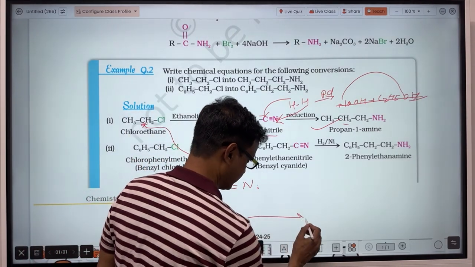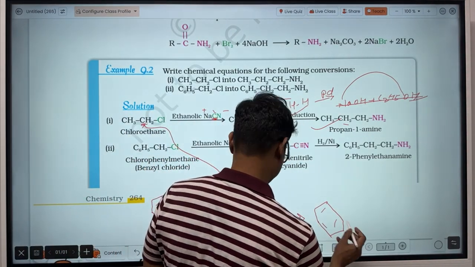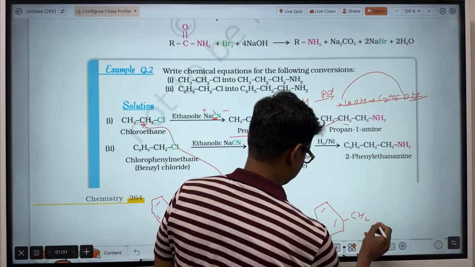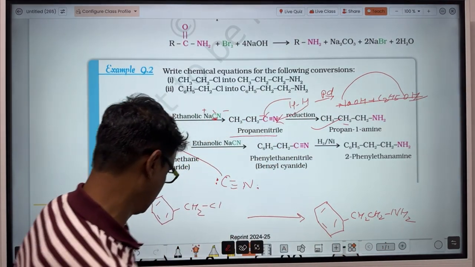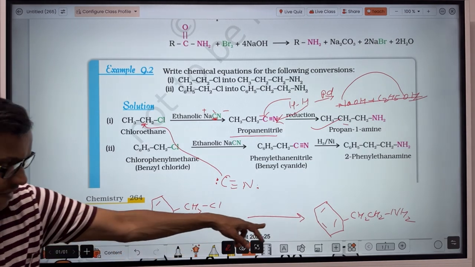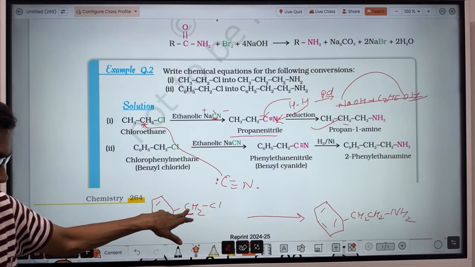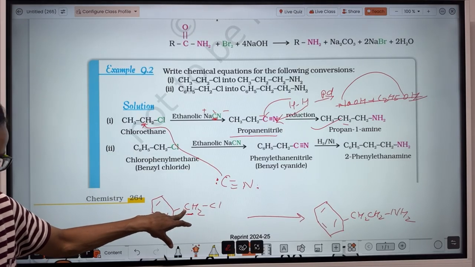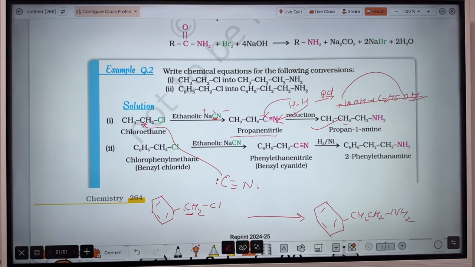And you will have to prepare... so you will have to bond one carbon atom to this carbon. So how's that? Here, open chain carbon. Halogen is bonded to open chain carbon here, not to the benzene. So cleavage will be easier.